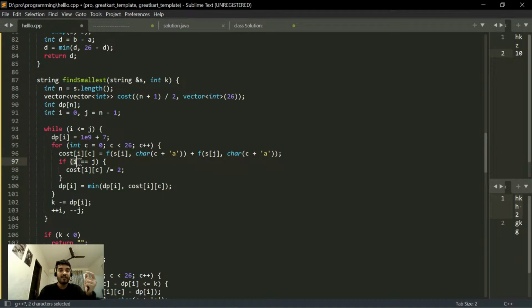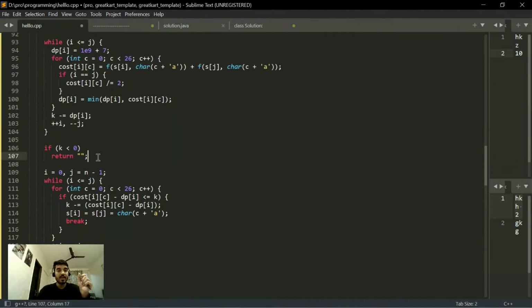But there is an edge case. If I is equals to j, then this means you are at the middle index, and the length of the string is odd. So the middle index has not been mapped with any character. It is an individual character. So that's why I divide this cost of I, comma c by 2. Because in this case, I is equals to j, right? So it simply means the cost of converting the same character. I have added this cost twice because both are the same. So that's why I have divided it by 2. Then the minimum value goes into dp of I. And then I will simply subtract dp of I from k, and I plus plus and j minus minus take me to the next pair.